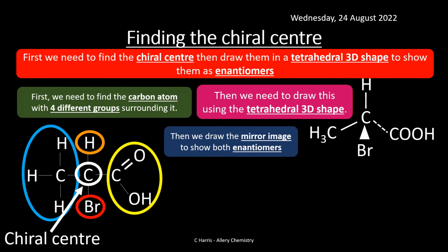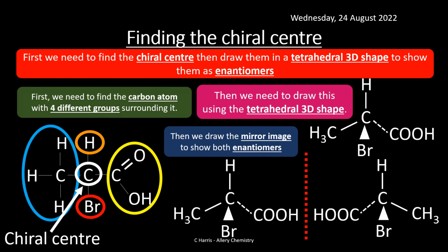Then we need to draw a mirror image to show both of the enantiomers. So we're going to draw that and its mirror image. You know what a mirror image is. You can see this is a mirror image of the other, can't you? So this is how you demonstrate it in the exam. They might say, can you draw the 2 enantiomers of this molecule? You need to identify the chiral center, draw it out as a 3D shape, tetrahedral, and then draw a mirror line and draw the 2 mirror images of each other, and there you have both enantiomers.